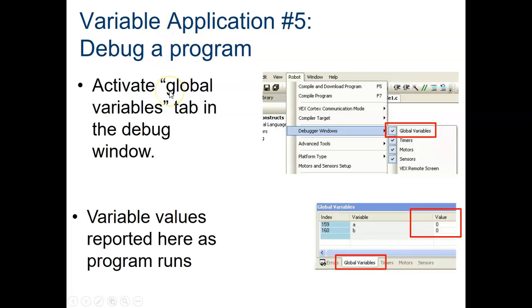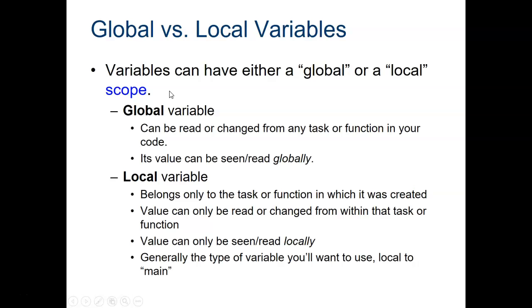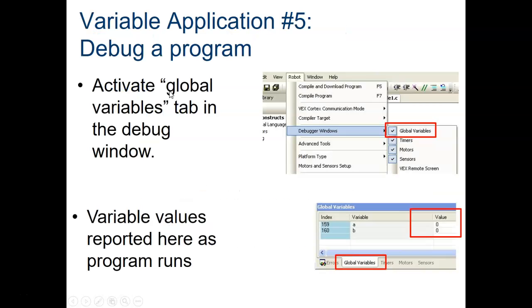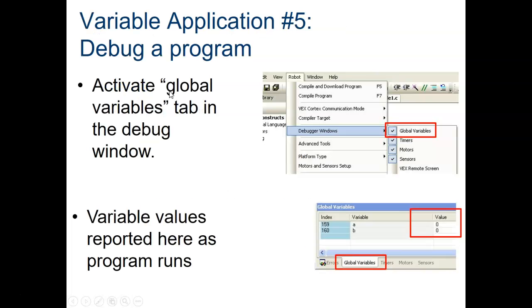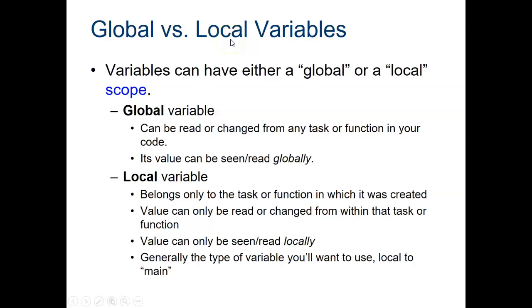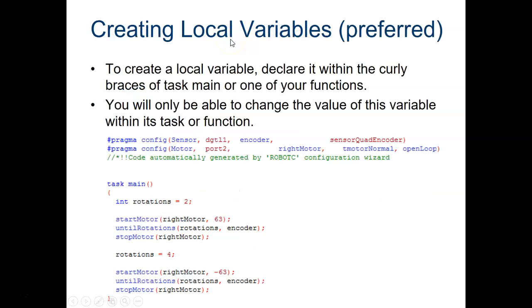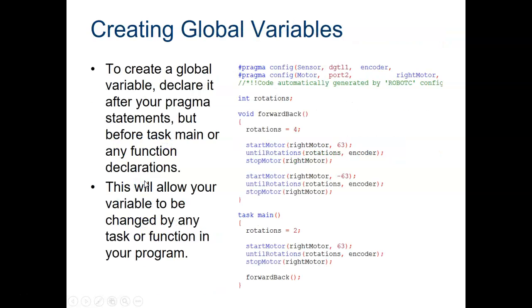Debug a program. So you can use your variables, and we talked about global and local variables. Debugging a program is just kind of what I talked about when you can set flags to see where they go and what happens. Global versus local. I like to only use global variables because I feel like they work the best in our debugger. Just make sure that this one right here is a local variable, because see how it's inside the task main? This one's a global variable because this rotations is outside the task main.